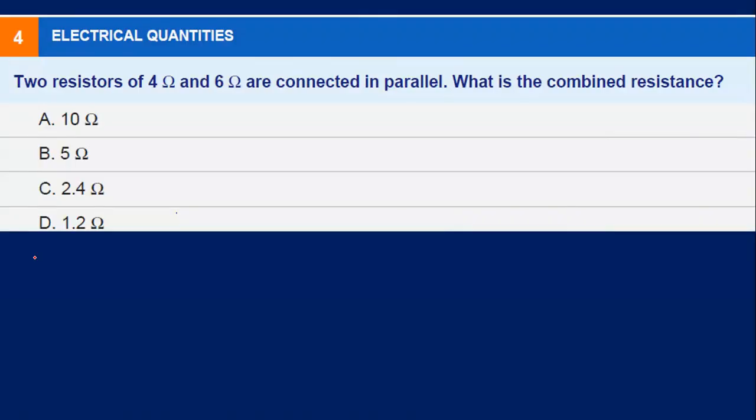Question number 4, from electrical quantities. Two resistors of 4 ohm and 6 ohm are connected in parallel. What is the combined resistance? Here we get the circuit diagram for that as well. So if they're connected in parallel, you must remember the total resistance formula. When you simplify it, you may get 4 times 6 over 4 plus 6, 24 over 10. This is 2.4, and again, C option, right?